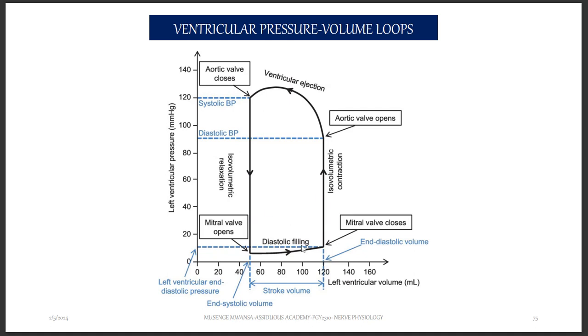So this is also the same. We have got diastolic filling. We are filling the ventricles while they are relaxed. And then we have got isovolumetric contraction. The ventricles are contracting, but volume is not changing. And then we have got ventricular ejection. We are removing blood. And then we have got the isovolumetric relaxation. The ventricles are relaxing, but volume is not increasing. And then back to diastolic filling.